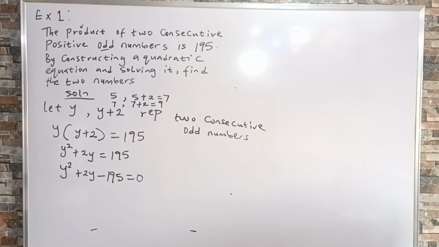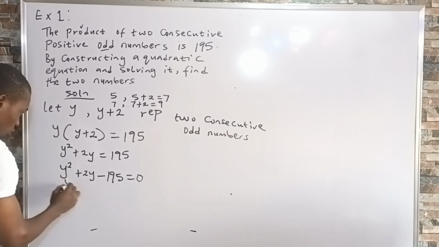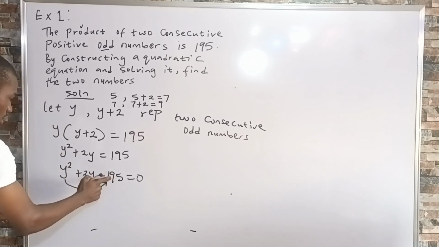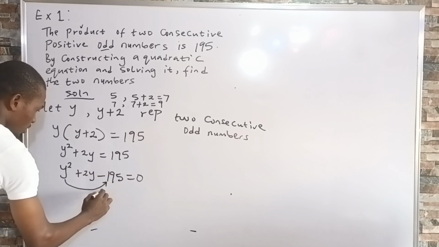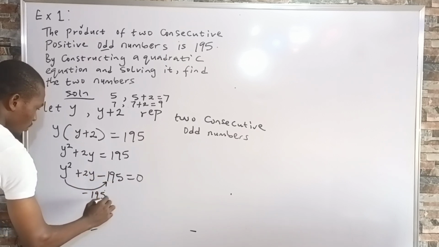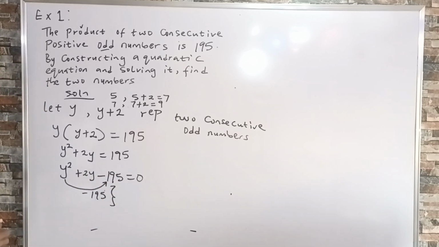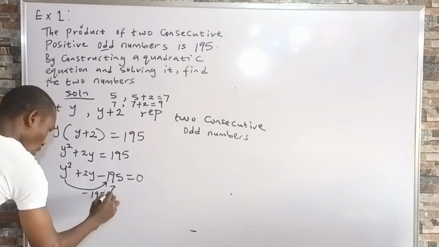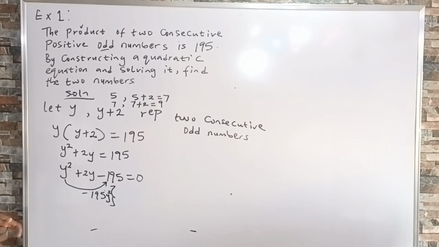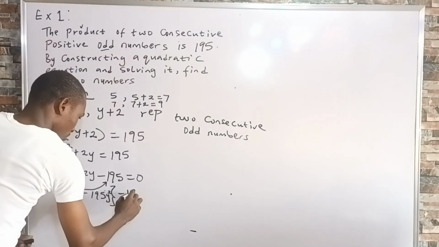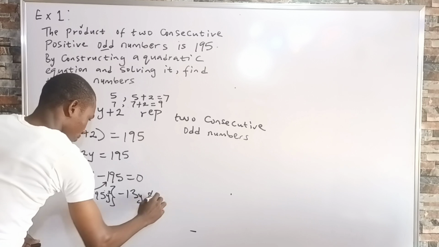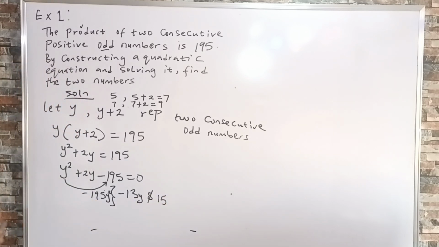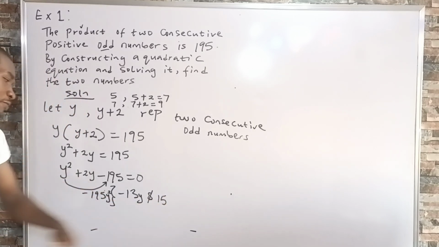Okay, so the next thing is to solve this problem quadratically. To solve it quadratically, I will now say y squared multiplied by negative 195 is going to give me negative 195y squared. So I'm going to look for two factors that, when I multiply them, give me negative 195y squared, and when I add them, give me 2y. Those two factors are going to be negative 13y and 15y.